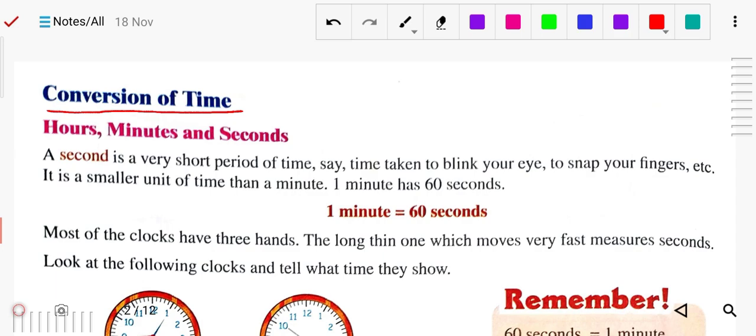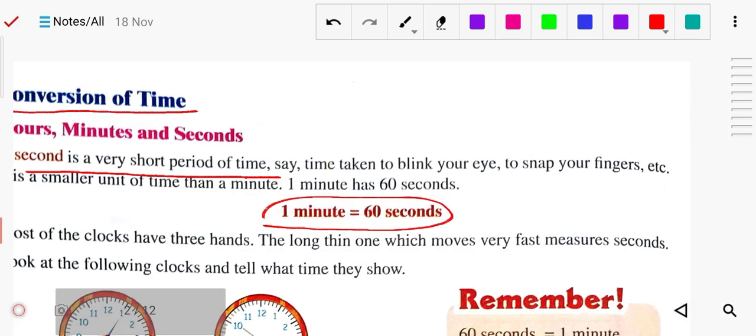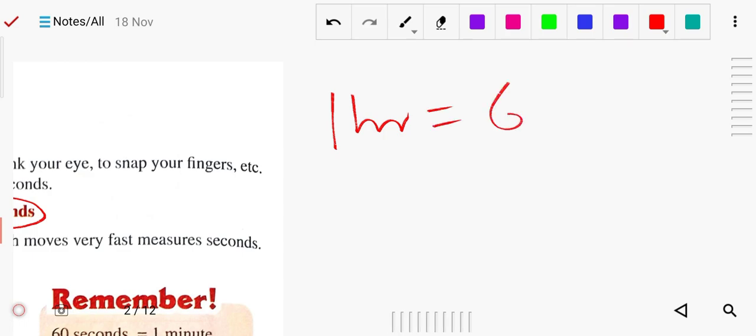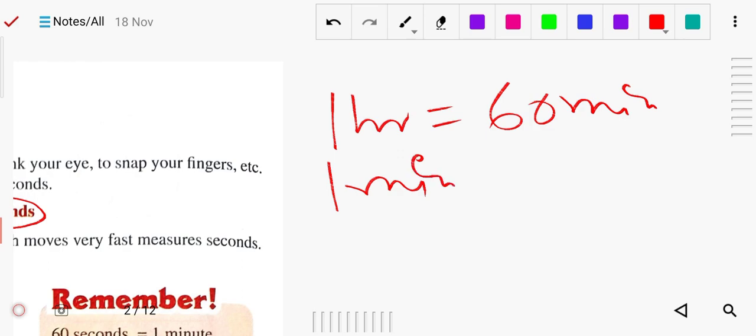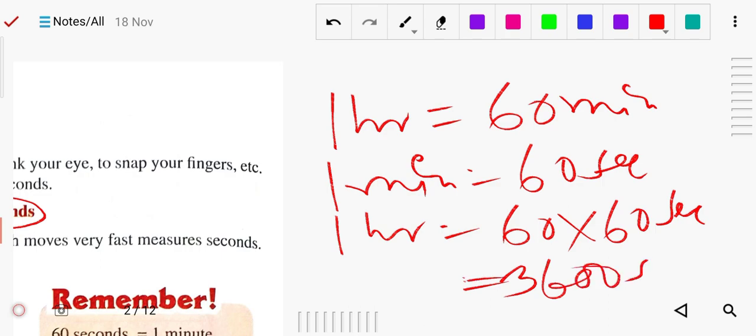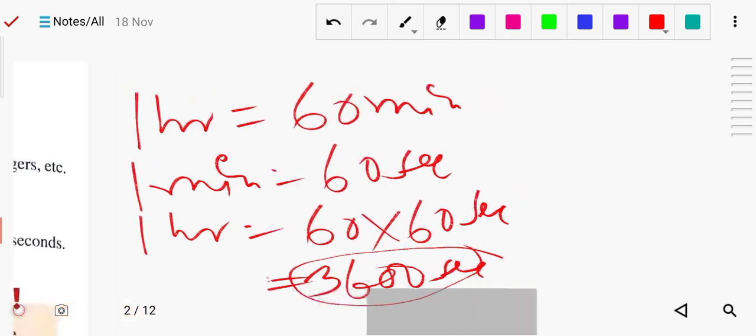So first of all, you should know second is a very short period of time. In 1 minute, how many seconds? 60 seconds. In 1 hour, how many minutes? 60 minutes. Okay. So for this, you should know this. 1 hour equals how many minutes? 60 minutes. In 1 minute, how many seconds? So that is your 60 seconds. Okay. So in 1 hour, how many seconds? So 60 into 60 seconds means this is your 3600 seconds.